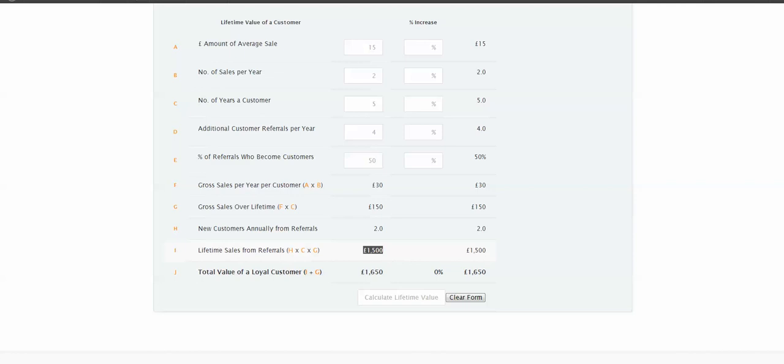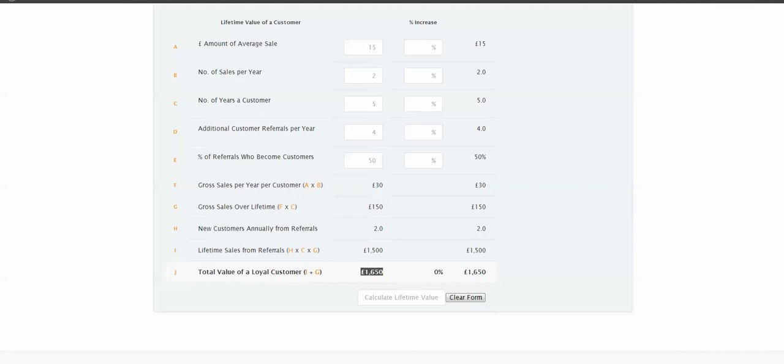So you get 2 customers, which means that the value of the referrals they give you is £1,500, which is basically the new customers that he gave you from referrals times the number of years that he was a customer, and with the gross sales over the lifetime, which is 5 years. So he's bringing in another £1,500. Then, of course, you've still got the extra £150 that the original customer gave you over the lifetime of those 5 years, bringing you a total of £1,650. Now, that is what a customer is worth to you.